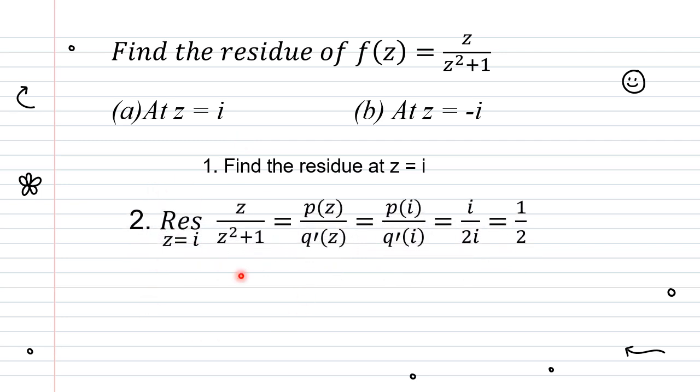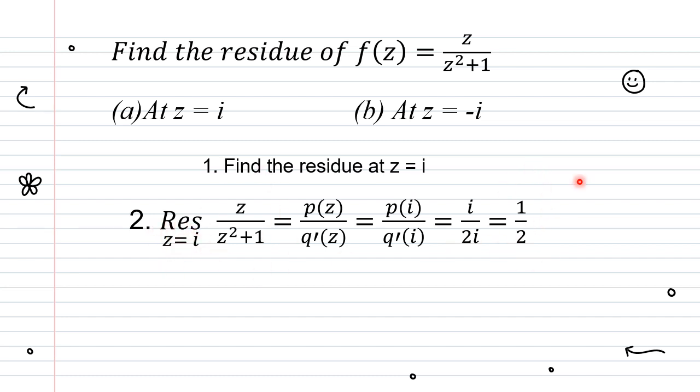So the residue at z equals i of this function is going to be equal to the theorem that we saw before, that we proved before, taking into account that p is going to be the numerator and the derivative of q is going to be the denominator. Considering that z is equal to i, p of i divided by the derivative of q at i is going to be equal to i over 2i, as we see. And by simplifying, we get that the residue at z equals i of this function is going to be equal to 1 over 2.